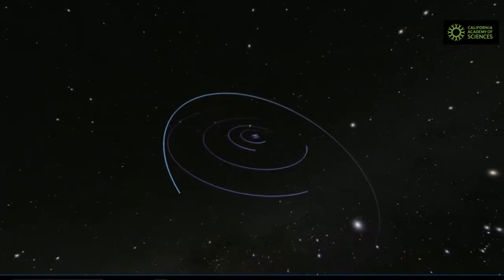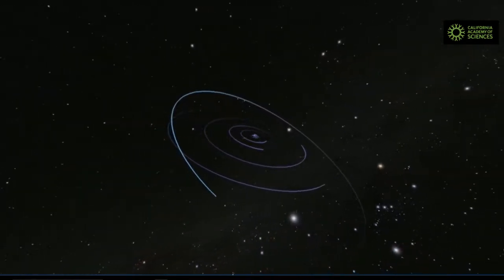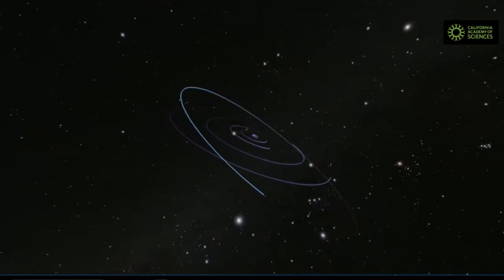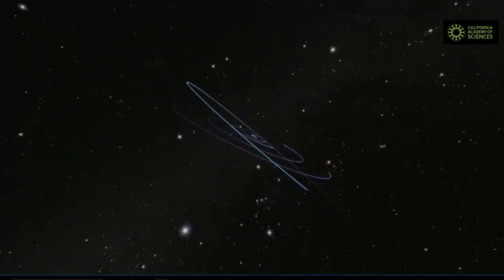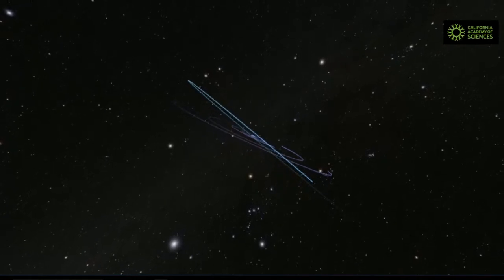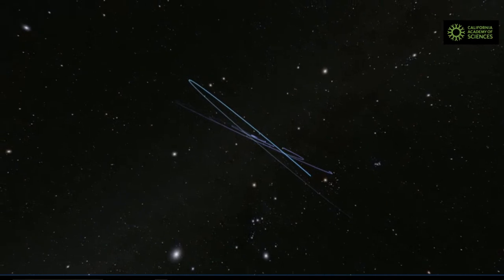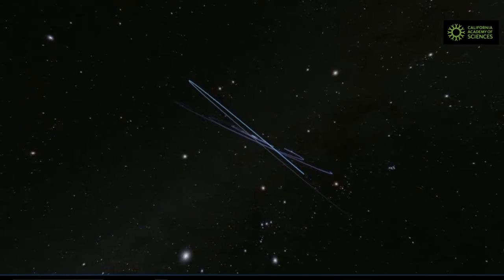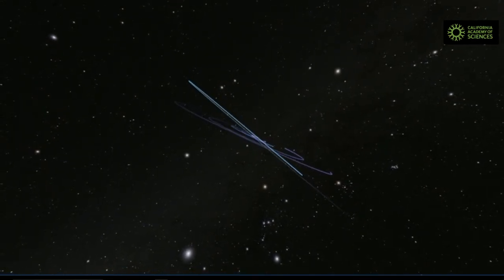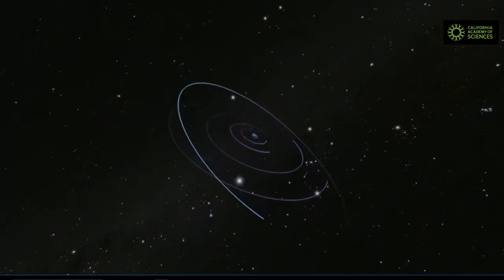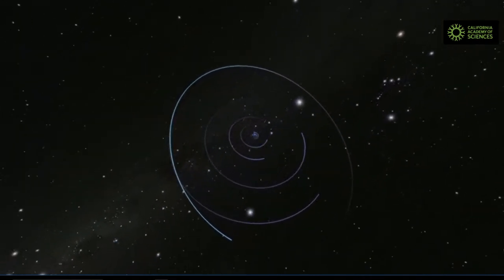So here's the orbit of Pluto way outside, and you can see how highly inclined or how tilted it is with respect to the orbits of the other planets of our solar system, which are pretty much on the same plane, but Pluto is tilted. It's inclined quite a bit from that angle.